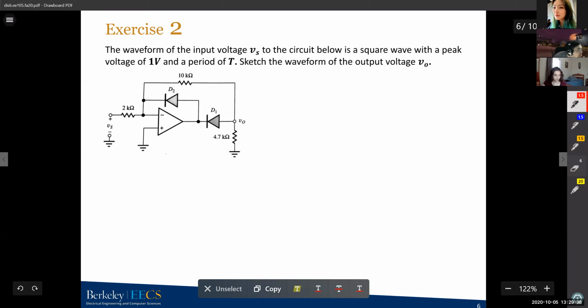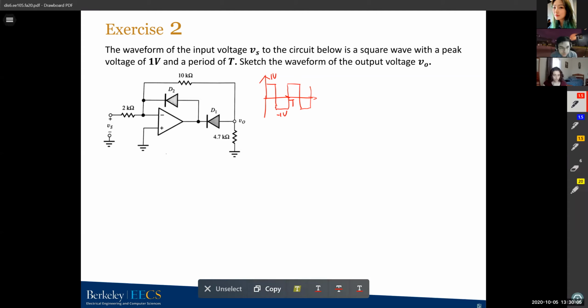The input we give is a square wave input, something like this. This is the input we gave. It has a period T with peak 1 volt, minus 1 volt. And do we want to know what the output waveform should be? Okay, I'll just start because I think you have seen this in the homework.